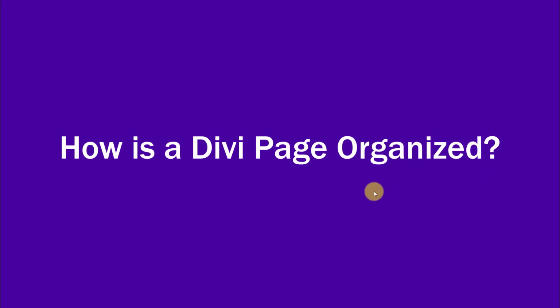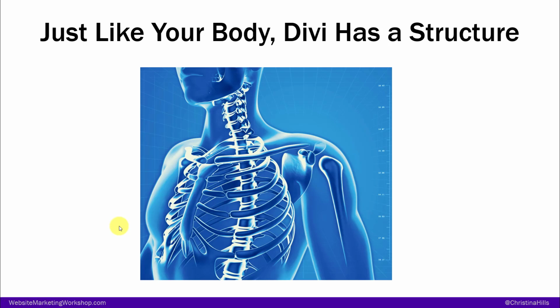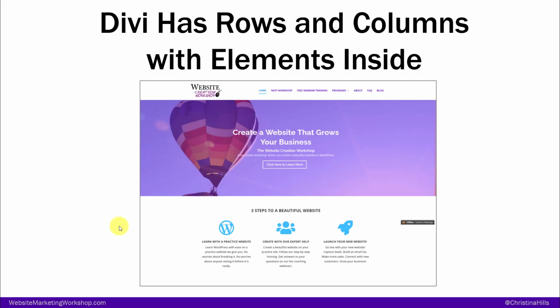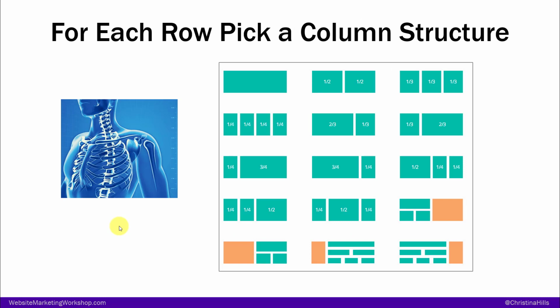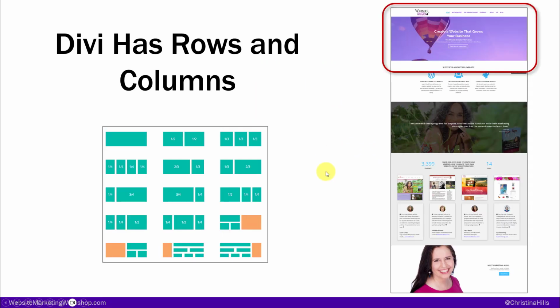All right. So what I'm going to do now is walk you through how Divi is organized. So Divi, and again, it's the name of the theme, is just like your body. Divi has a structure. And when you understand the structure, it's easier to know what you want to do. So Divi has rows and columns with elements inside. And the next few slides are going to show you what I mean by that. So each row, you pick a column structure. So these are the different column structures. So let me go to this next slide.